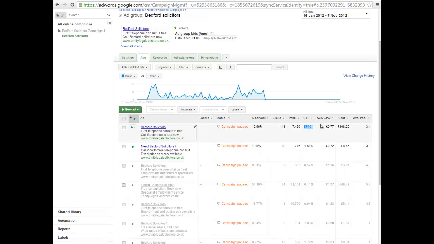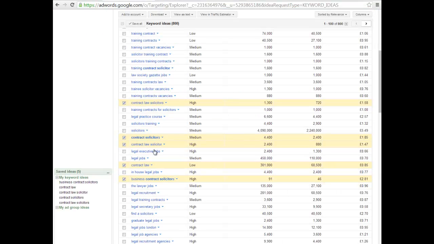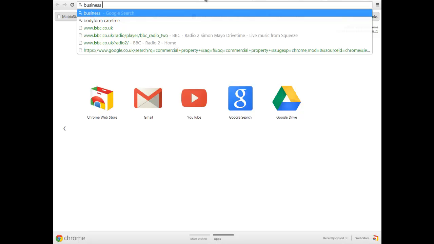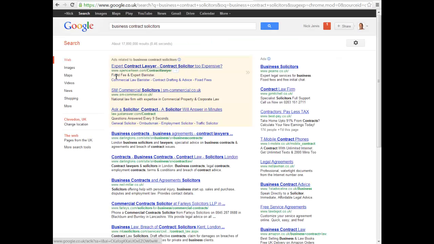and improve it, and the click-through rate could get as high as between 5 to 10% and even more for very targeted groups. So if you were targeting the keywords we were interested in of business contract solicitors, and if I typed into Google business contract solicitors, if your ad appeared at the top here and the headline was business contract solicitors, as it would be if the advert was targeted, you're much more likely to get a click on it.